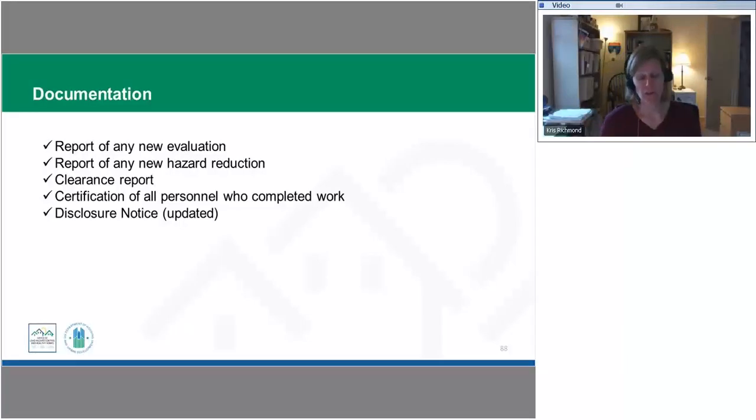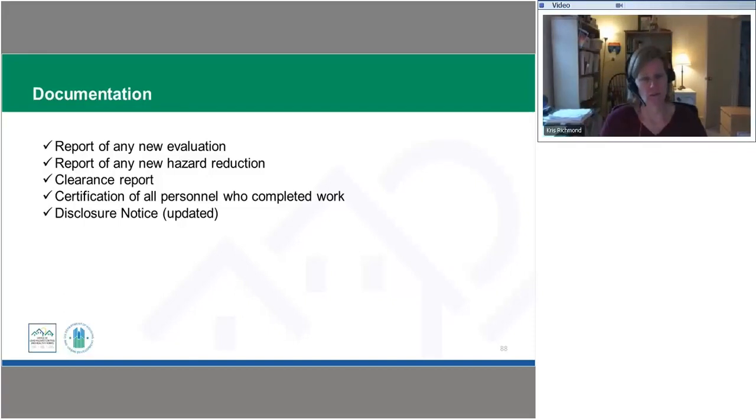So here's a reminder of that documentation for ongoing maintenance. You'd have a report of any new evaluations that are done, either your visual assessments or your risk assessments, a report of any new lead hazard reduction work that was done, and a copy of your clearance report. You'd have certification copies of anyone who's doing any work. So the risk assessor, we want to have a copy of their certification. If we have to have work done, we'd have copies of our RRP.